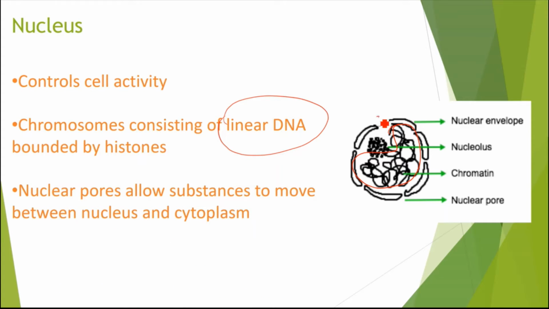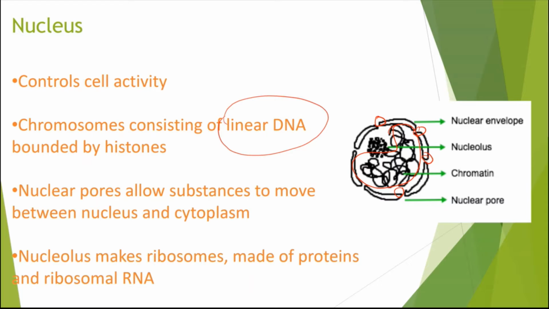And there are nuclear pores in the nucleus, which allow substances to move between the nucleus and cytoplasm. So for example, an RNA will be able to pass through the nuclear pores in the nucleus. And it has a nucleolus inside the nucleus, which makes ribosomes, and it's made of proteins and ribosomal RNA. So that's inside the nucleus.